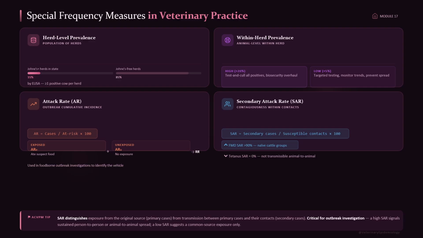The denominator is susceptible contacts only, and here's the single most common exam error. Do not put the index case in that denominator. The index case introduced the disease. SAR measures what happens next. The contrast on the slide says it all. FMD runs over 90% in naive cattle, wildly transmissible, while tetanus sits at 0% because it just doesn't pass animal to animal. A high SAR signals sustained spread. A low one points to a common source exposure instead.